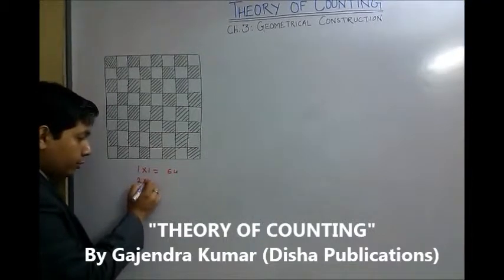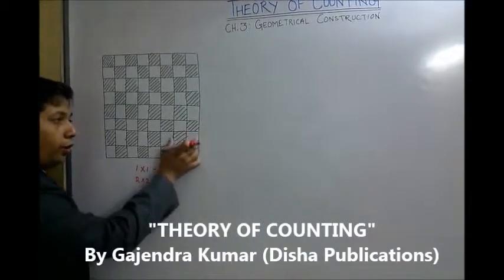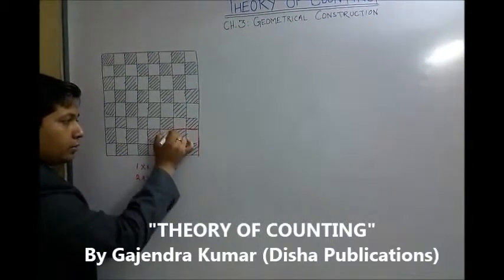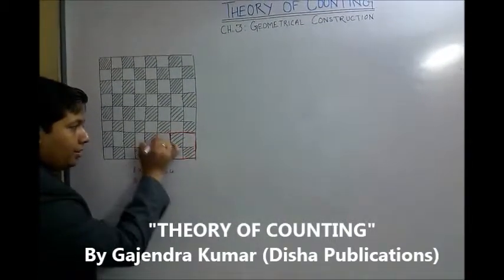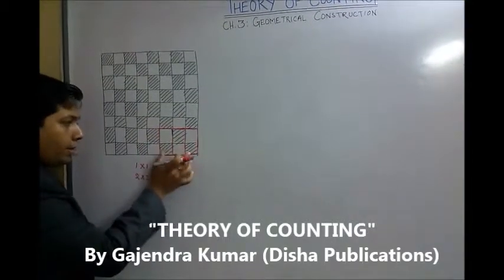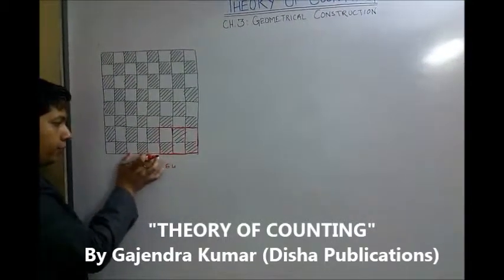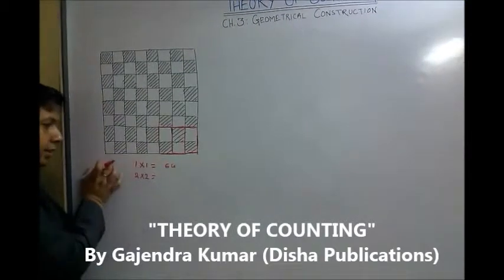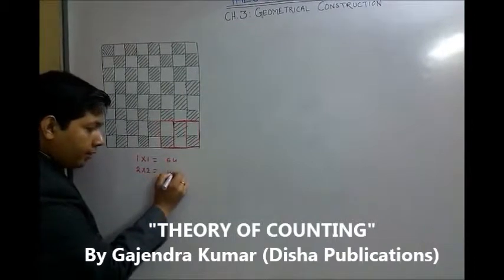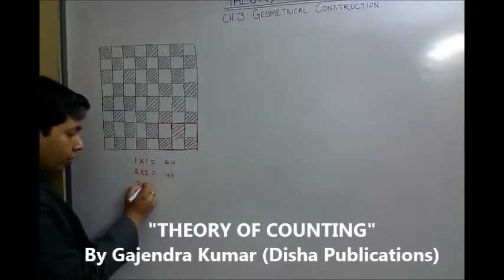Squares of 2 into 2. 2 into 2 means size 2 by 2. One such square is this one. The next square is this one. So how many can you take? 1, 2, 3, 4, 5, 6, 7. Total 7 you can take from here and 7 here. So how many? 49.